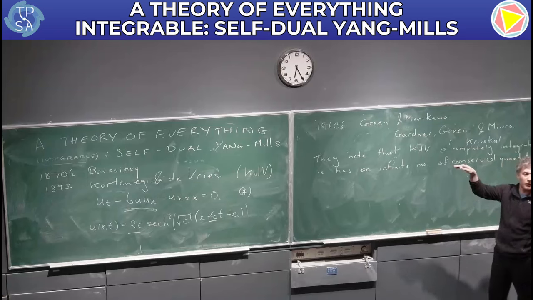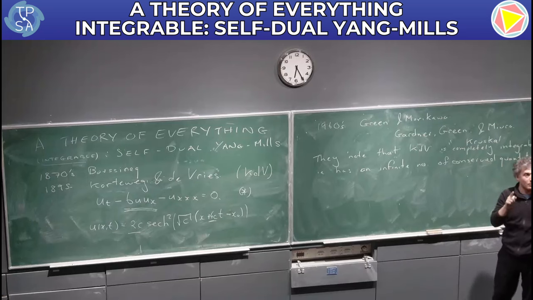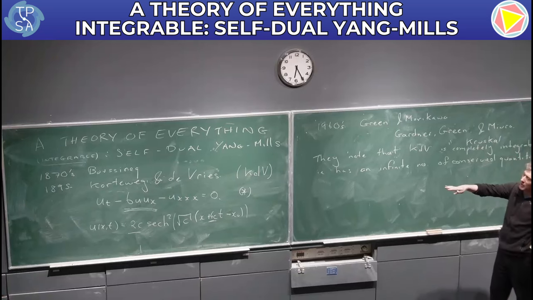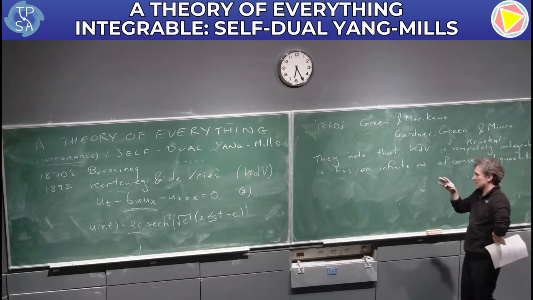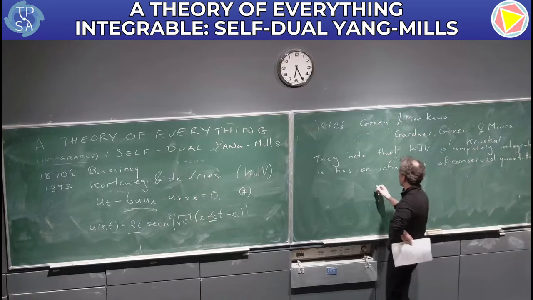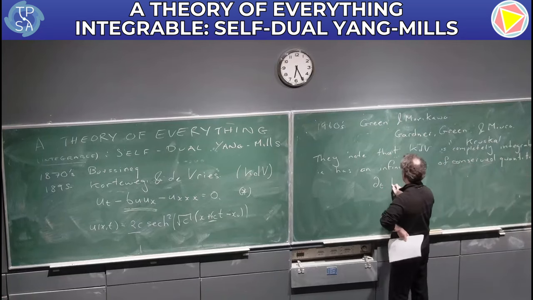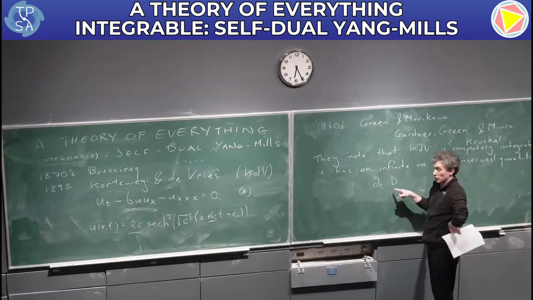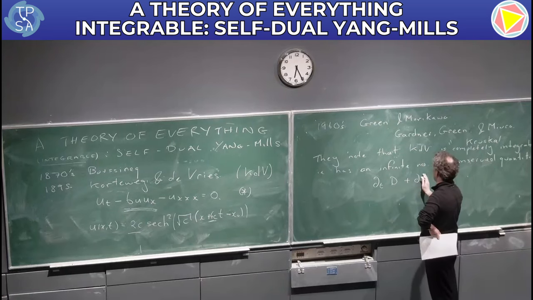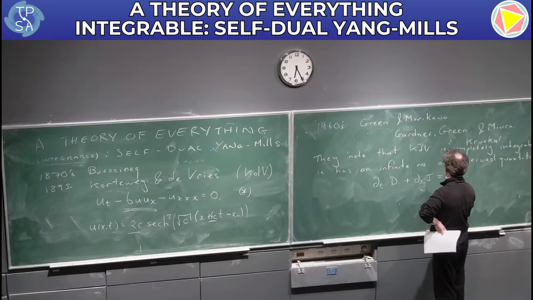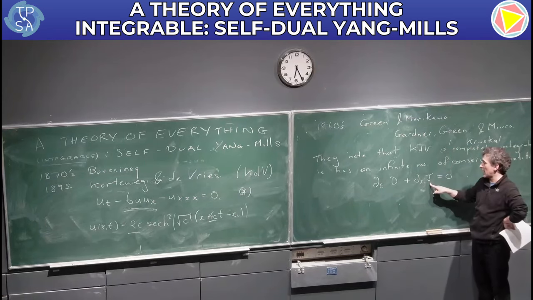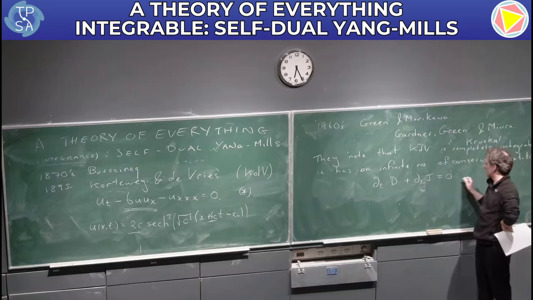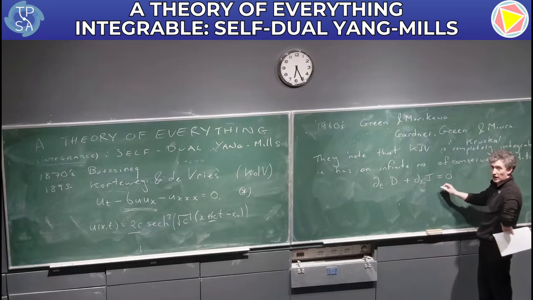I kind of said before what I meant by a conserved quantity in the context of a Hamiltonian system. Here, I could do that in terms of a Hamiltonian system, but I'm going to give a slightly related but different definition. By a conserved quantity, in this case, I mean something such that the partial derivative of d with respect to time is related to the partial derivative of a different quantity, j, with respect to x. So this is the conservation equation.